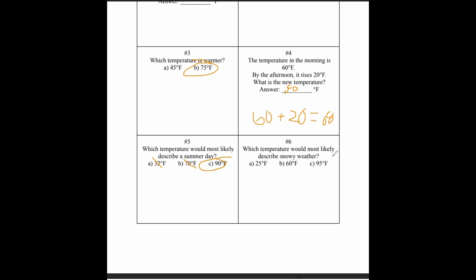Which temperature would most likely describe snowy weather? If 95 degrees is the same as beach-going weather and 60 degrees is just cold weather, but you don't need a jacket, then 25 degrees, which is the lowest temperature there, would likely best describe a snowy day.